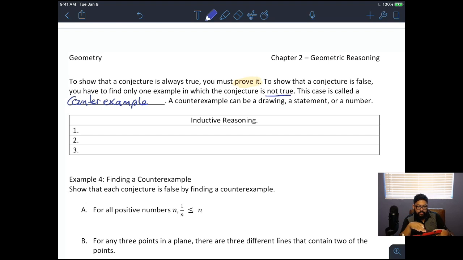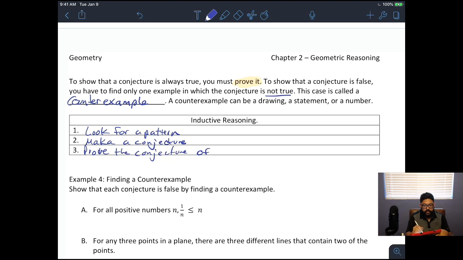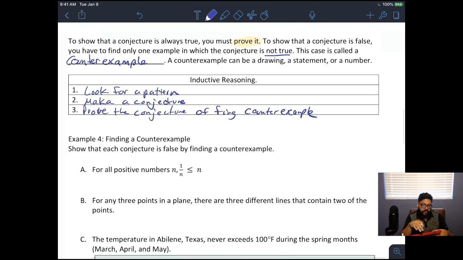And the next is we have this little box that can tell us the steps of inductive reasoning. It says look for a pattern, make a conjecture, and prove the conjecture or find a counterexample.